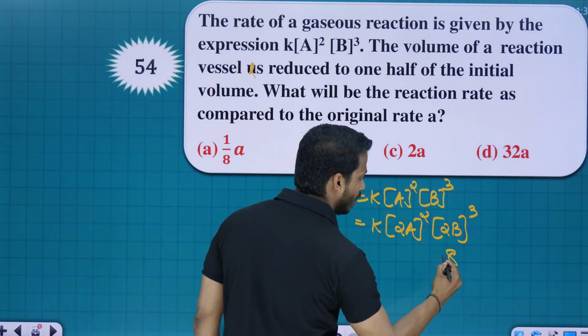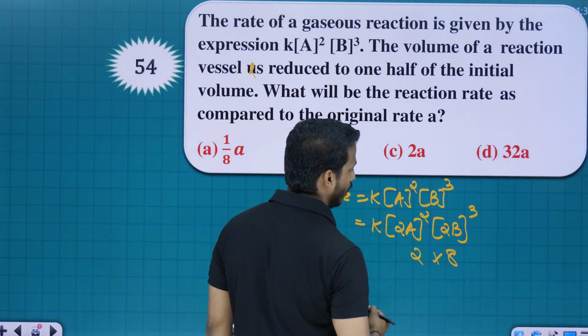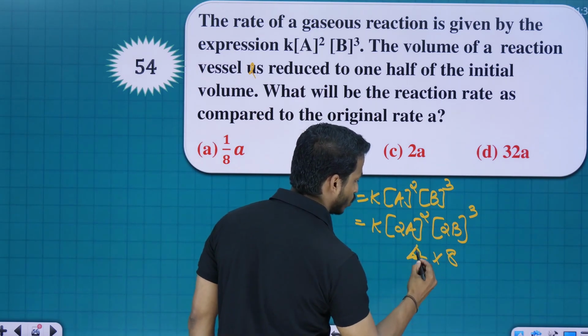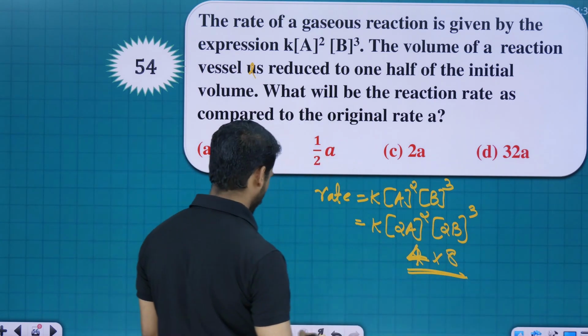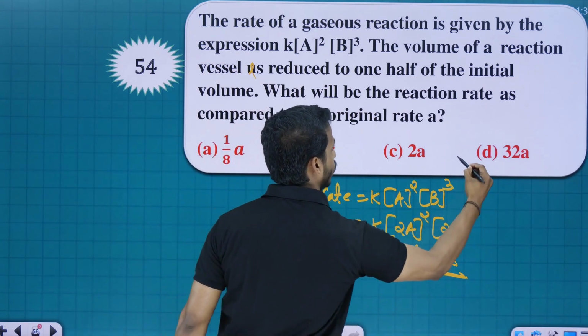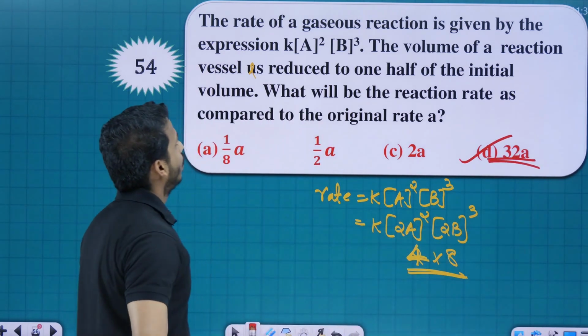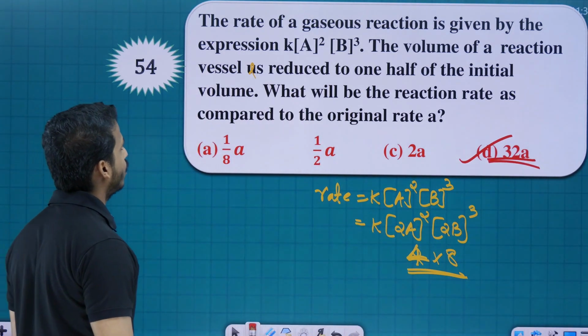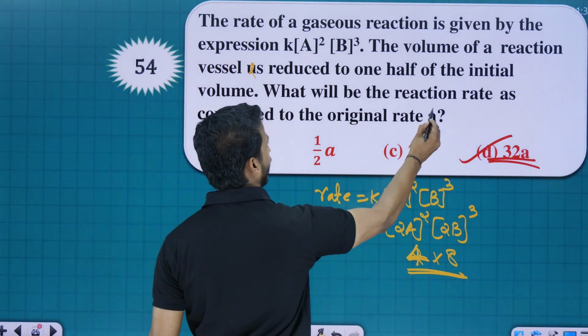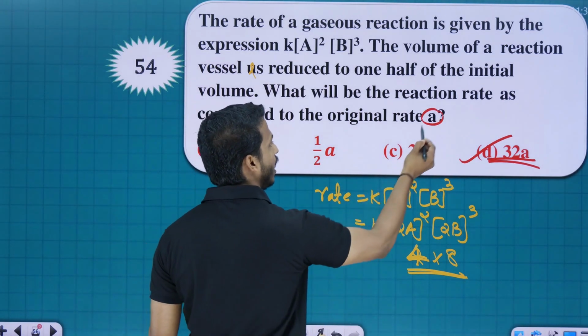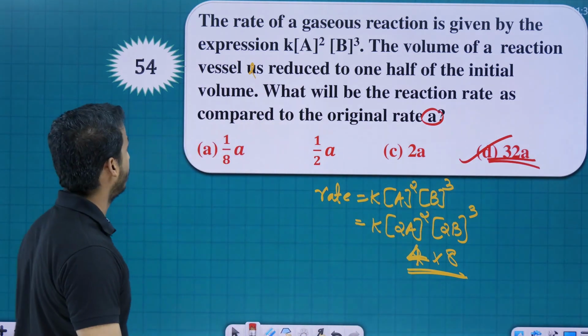What is 2 cubed? 8. And 2 squared is 4. 4 into 8 is what? 32 times. So the rate of the reaction becomes 32 times. What will be the rate as compared to the original rate? If the initial rate is A, now it is 32 times of A.